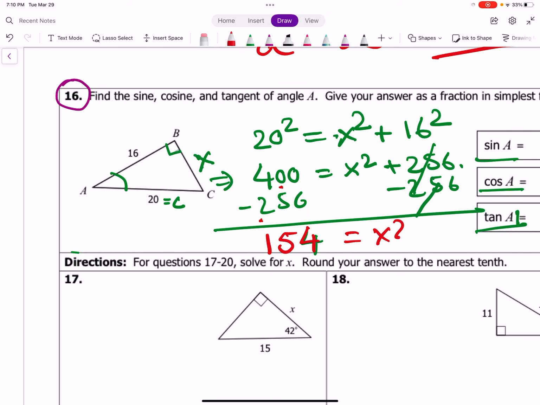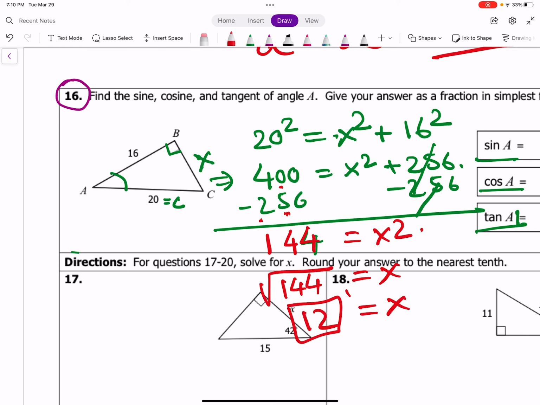So x squared. Oh no, there must be something wrong. 256, this is 4, 6. This becomes 6, so that should be 4. Yes, that's a nice number. So 144, x, so 12. So this guy is now 12.